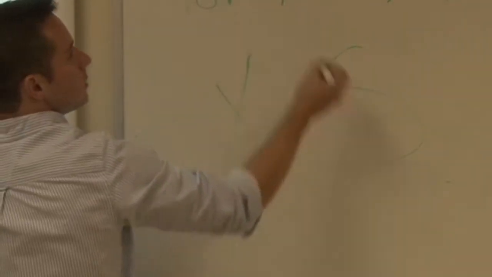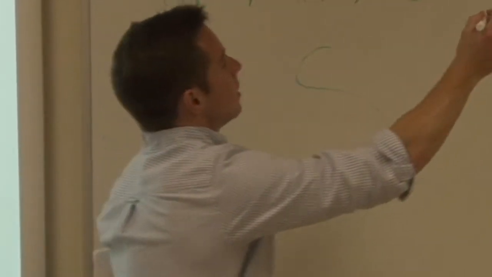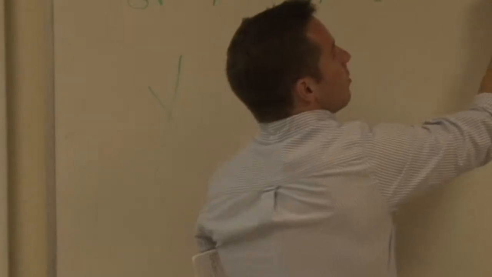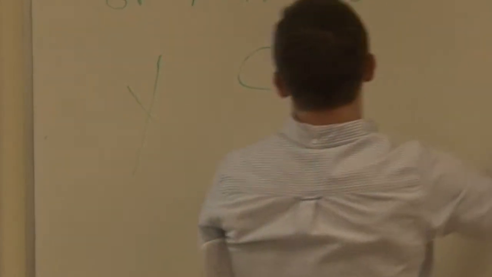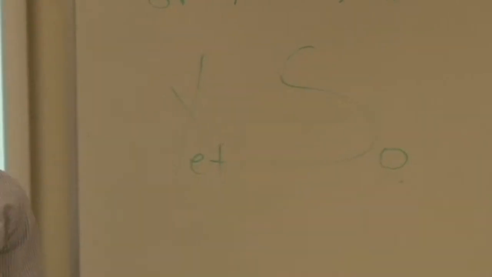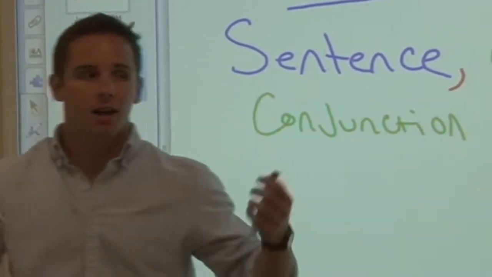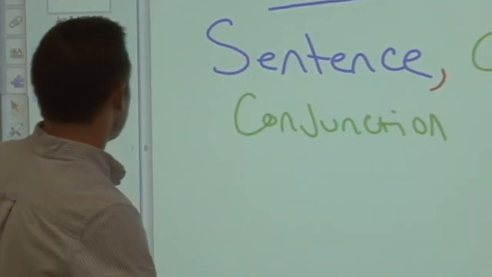So, let's go through them. For, it's the F. And, nor, but, or, yet, and so. Those are your coordinating conjunctions that are going to conjoin the two independent clauses that make up a compound sentence.